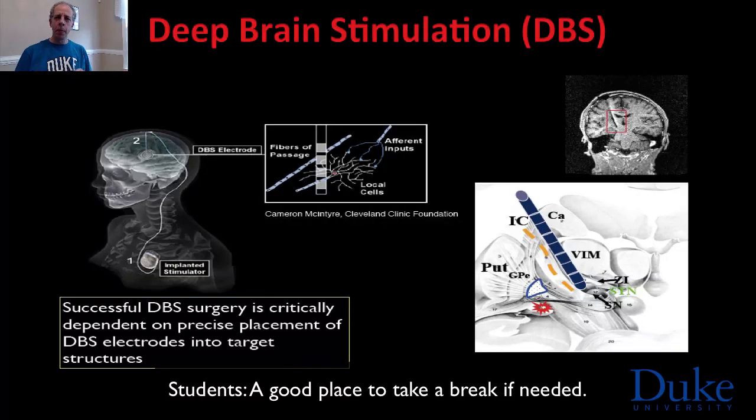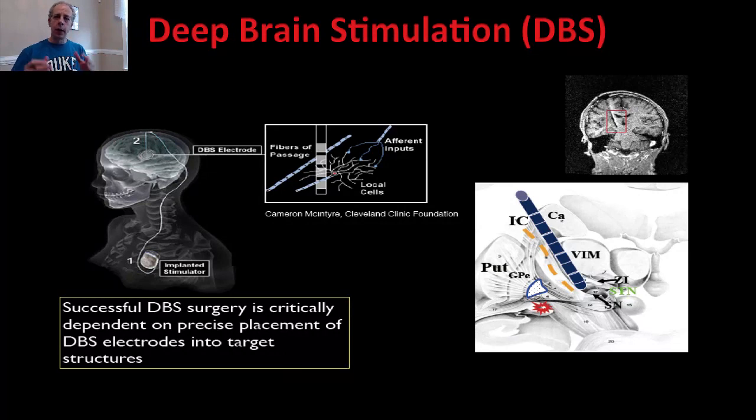What is deep brain stimulation? Deep brain stimulation, first of all, is used for things like Parkinson, essential tremor, and at a more experimental level for clinical depression and for OCD and other neurological problems.